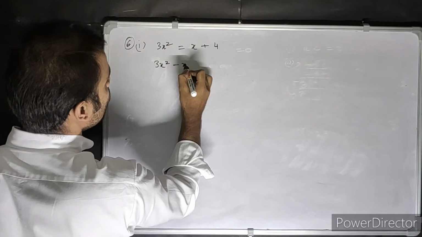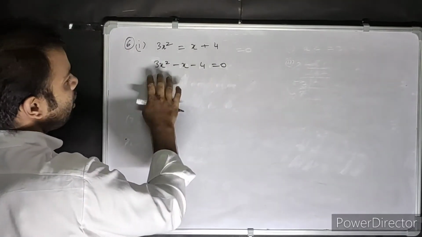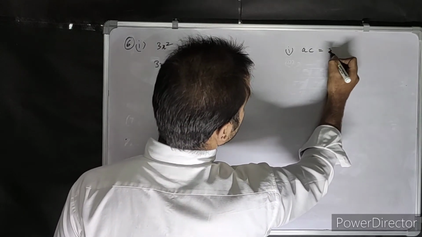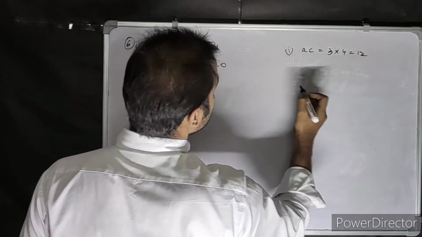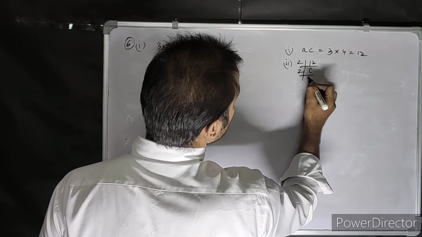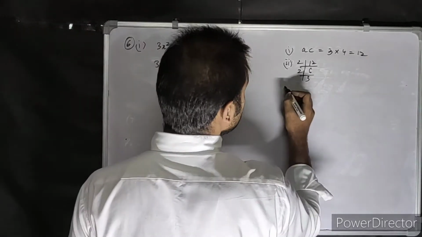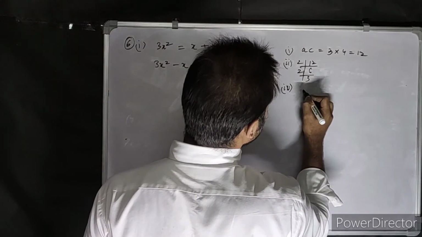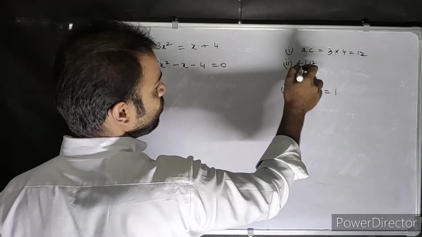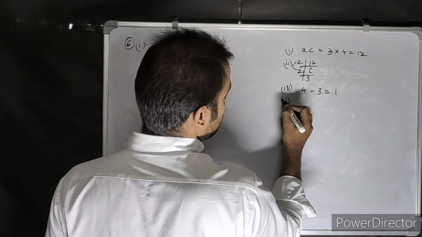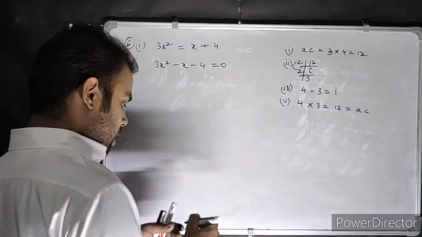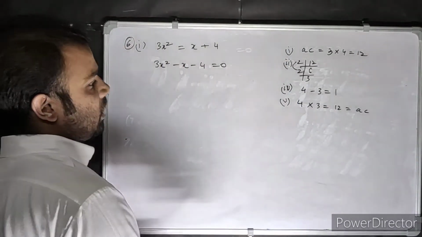So by now you know how to do this. 3x square minus x minus 4 equals 0. First step, AC, that is 3 into 4, that is 12. Second step, HCF of 12, 2 2s are 4 and 2 3s are 6. Next step is to find B from here, that is 4 minus 3, that is 1. The next step is 4 into 3, that is 12, which is AC. All 4 steps are done.